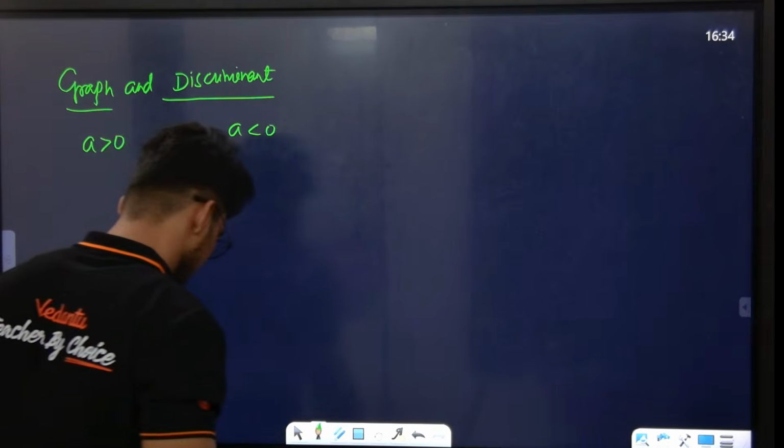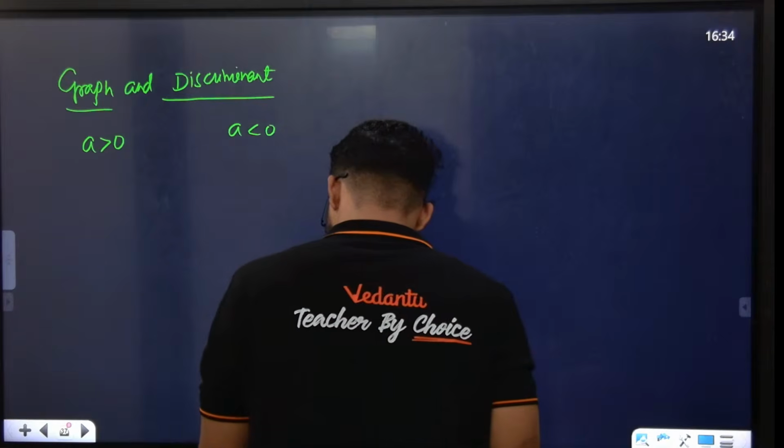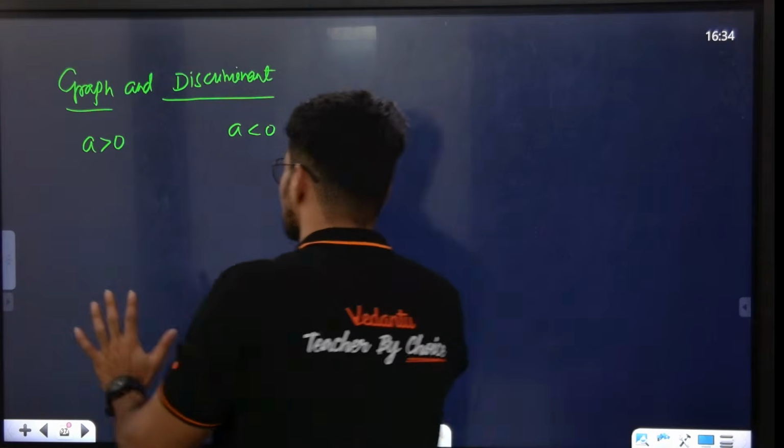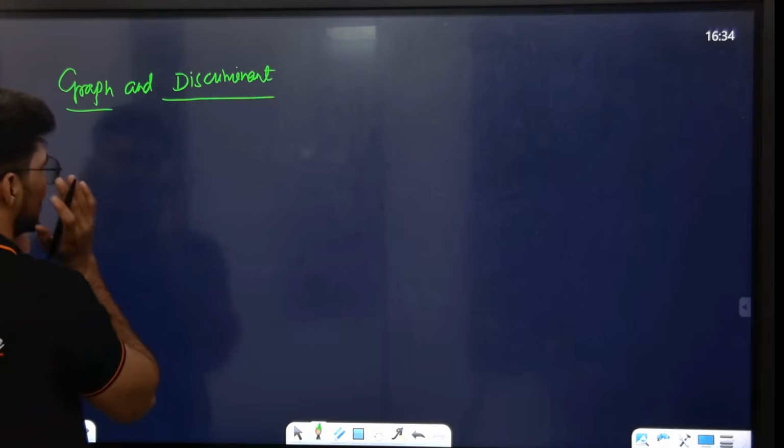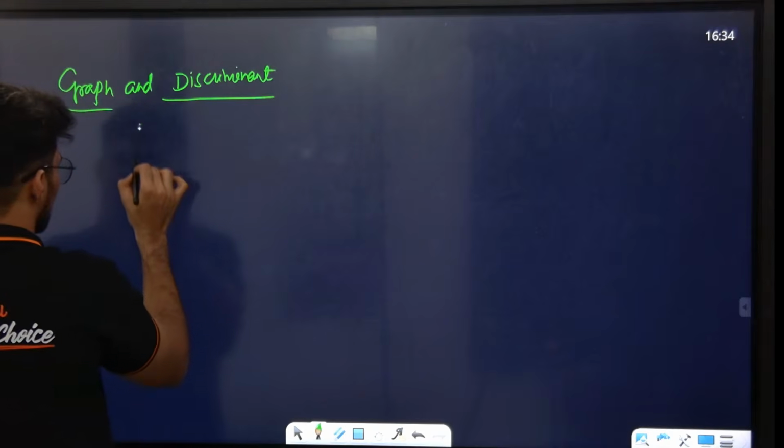Are you getting the point or not? A positive and a negative. Okay, I'll just tell you. Because of the graph and the discriminant, for example, the graph can be like this.